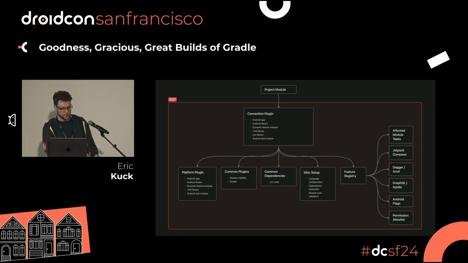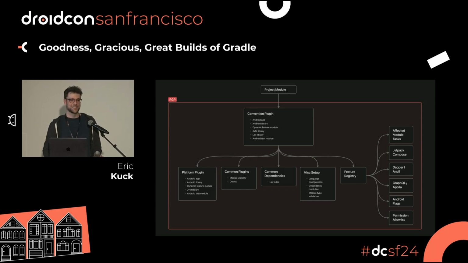We have cleaned up build files a ton. I really should have taken a screenshot of the GitHub diff of before and after. We took out many, many, many thousands of lines. Much lower cognitive load for all of the developers. We've improved build times. We've improved configuration times.